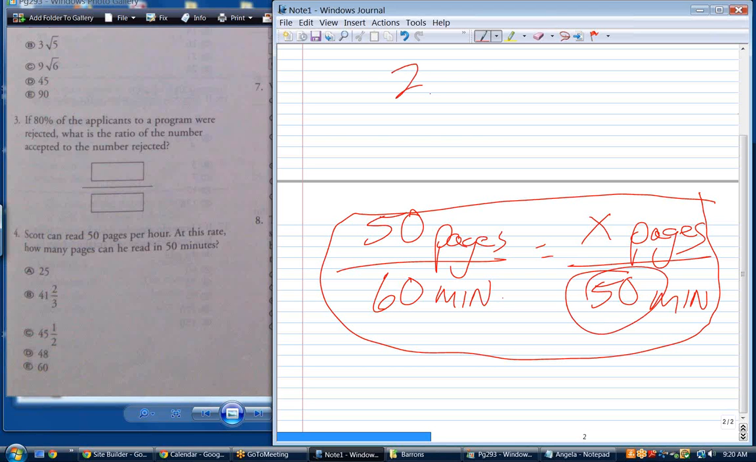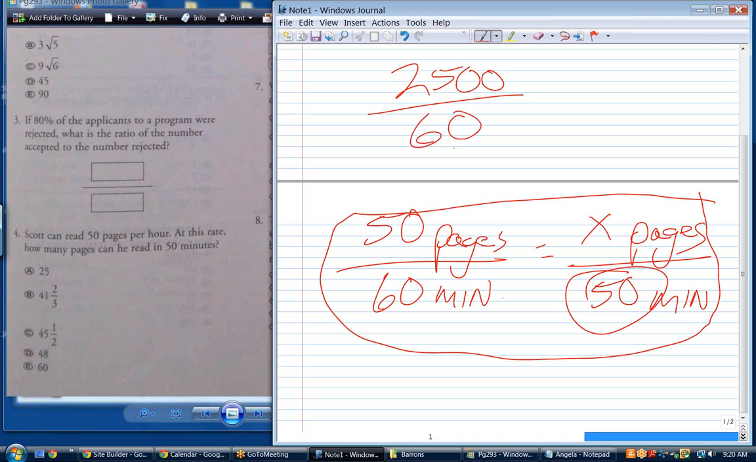Okay. So 2,500 over 60, you can do that in your calculator. I think 40, I don't know what that is. 41 and 2/3, yeah. Actually, I could guess that. 6 goes into 25 4 times with only one remainder, so I know the next number is going to be 1.